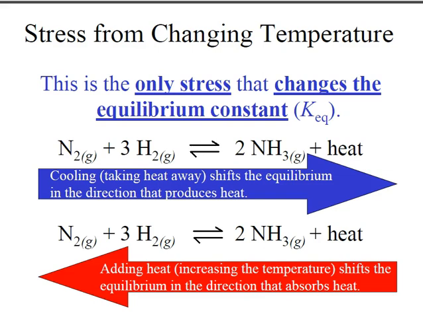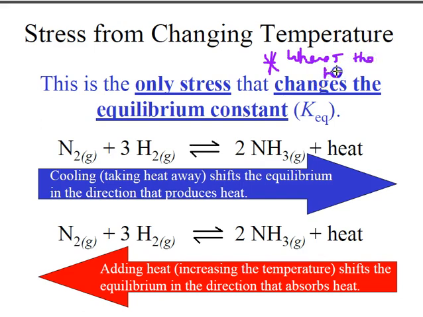All right, lastly, the last stress that we're going to cover is if you change the temperature. And this is the only stress that will change the equilibrium constant. Okay, changing temperature is the only stress that will change the equilibrium constant. So in order to figure out how temperature affects a system, you have to know if heat is a reactant or a product. So you have to ask yourself, where's the heat?